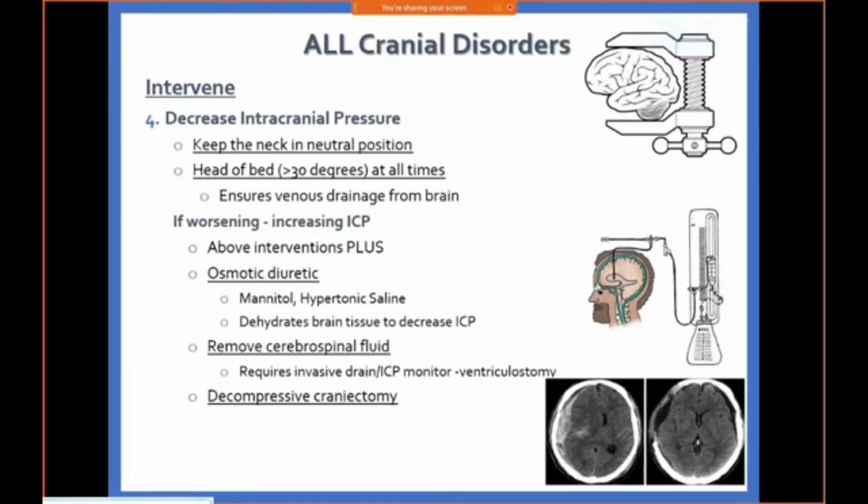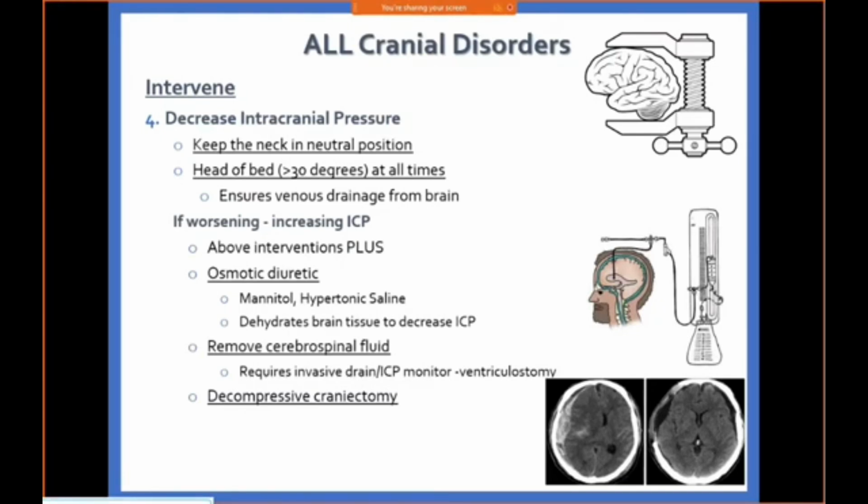So the main interventions are decreasing intracranial pressure. So again, keeping the neck in neutral position helps venous drainage, helps keep blood draining from the brain, keeping the head of the bed elevated greater than 30 degrees at all times. I don't see any neuro patients that are laying flat unless they have a lumbar puncture or a lumbar drain. Otherwise, head of the bed up. Does that make sense? Remember, we said you want to lay flat after a lumbar puncture because we're draining fluid out of the lumbar space, and that's going to cause a headache to sit upright.